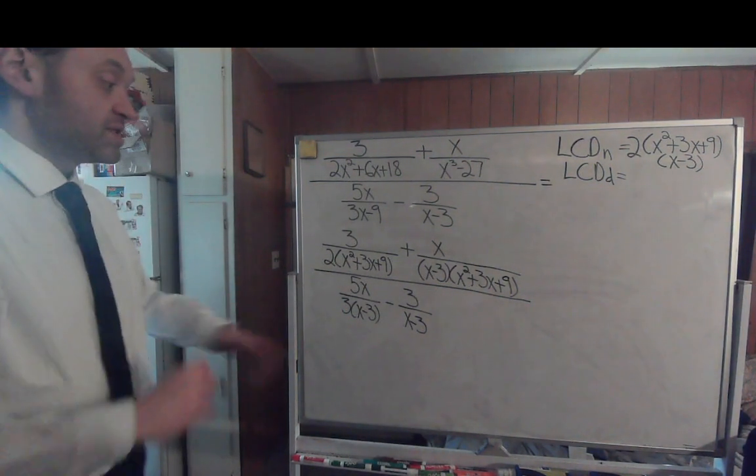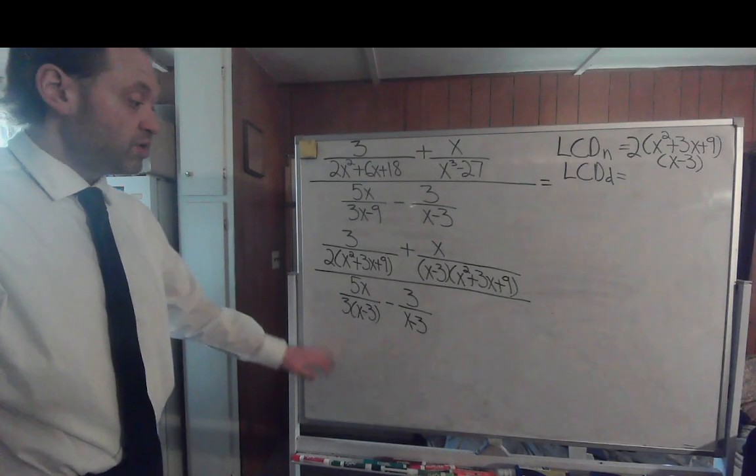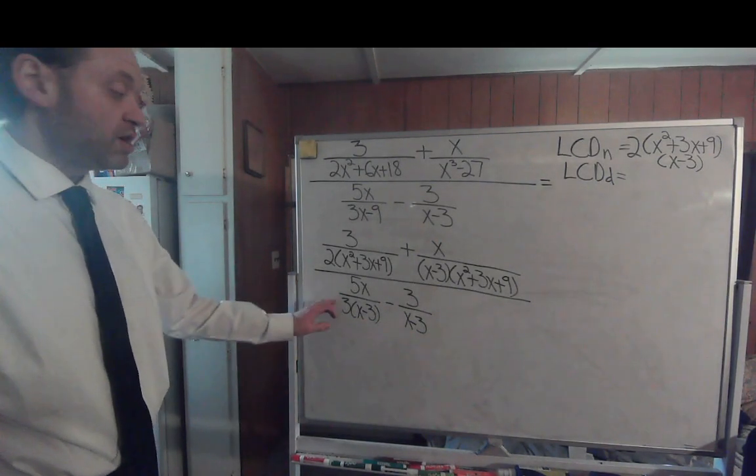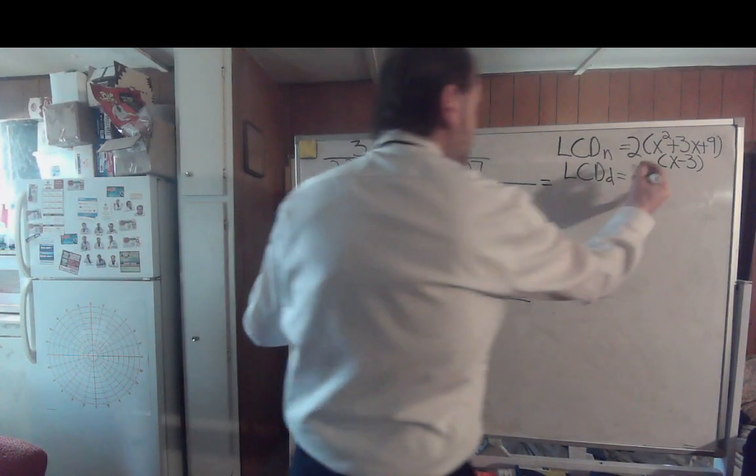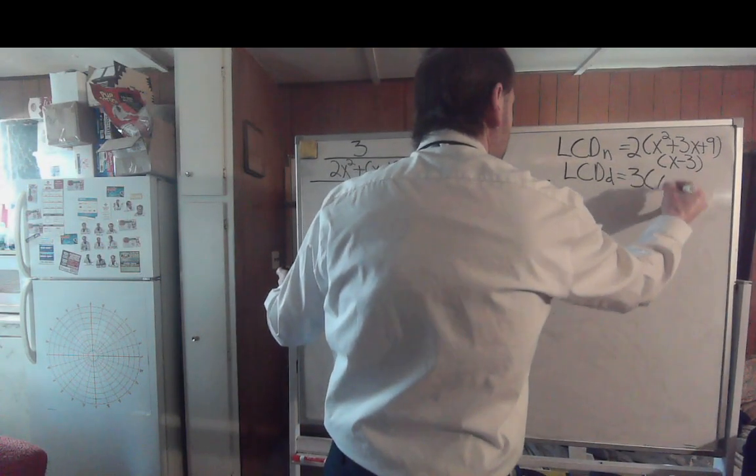Now, let's go to your denominator. Much easier. Both terms have an x minus 3, but only one of them has an additional 3. So the least common denominator of your denominator will be 3 times the quantity of x minus 3.